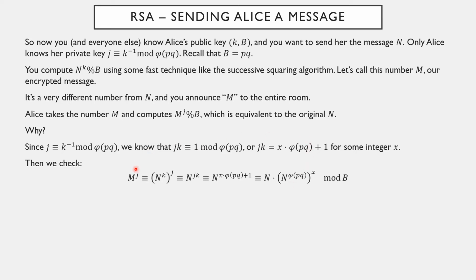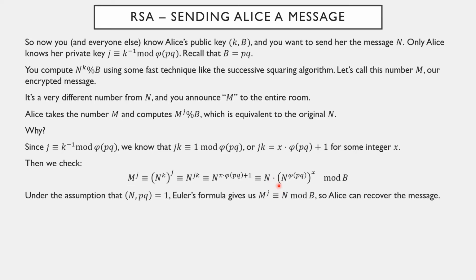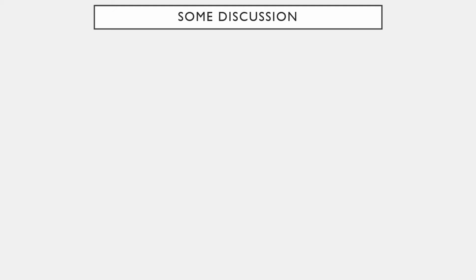So using her secret exponent j, and my very publicly announced value of m, which is just n to the k, Alice computes the following and gets this result. But remember, if n and pq are relatively prime, then n to the phi of pq will be equivalent to 1 modulo b, and this will just be a 1. So m to the j will be equivalent to n modulo b. So using her secret exponent j, Alice can recover the original message n. And that's it. So let's talk about how this algorithm works.